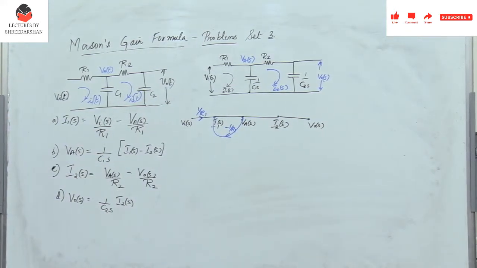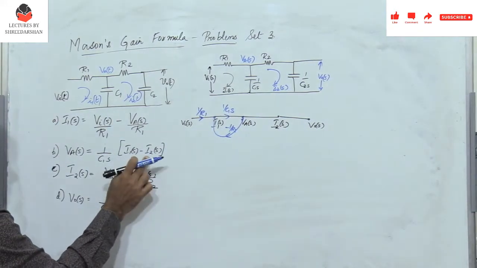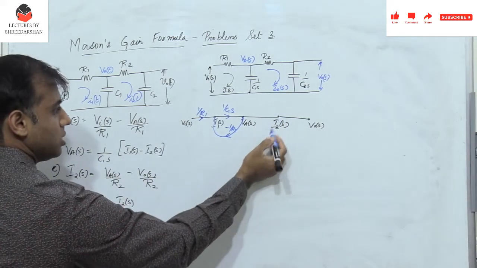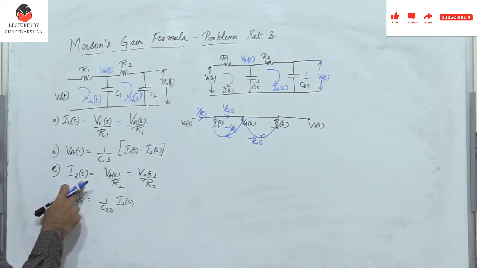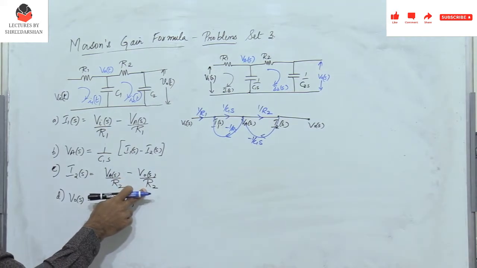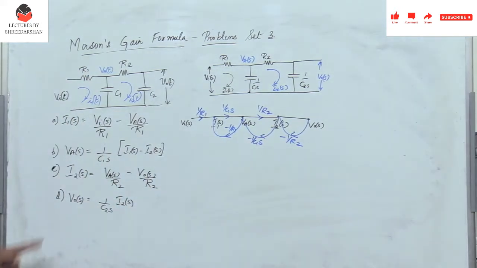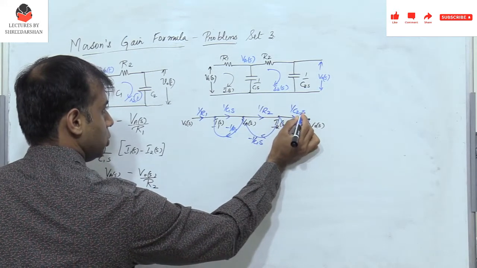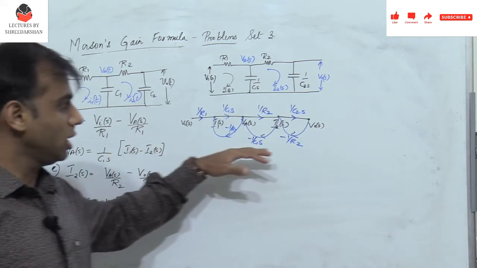Now what is Va of S? Va of S is nothing but I of S times 1 by C1S. So I have 1 by C1S here, minus I2 times 1 by C1S. Next, what is I2? I2 is nothing but Va by R2, so I have 1 by R2, and then V0 by R2 with a negative sign, so V0 of S multiplied by 1 by R2. And what is V0? V0 is I2 of S times 1 by C2S. So we have drawn the signal flow graph here. Using these expressions, we are able to write the signal flow graph.